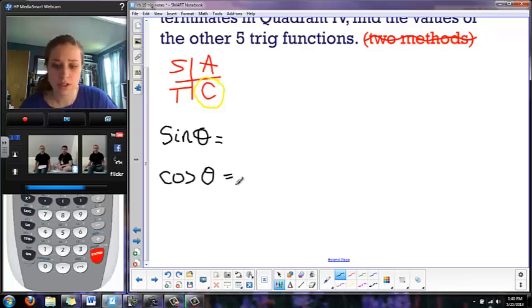Tangent. I'm really sorry that I can't write faster than this. I know it's really annoying. But that's only the first 3 that we need. Those are all going to be fractions.